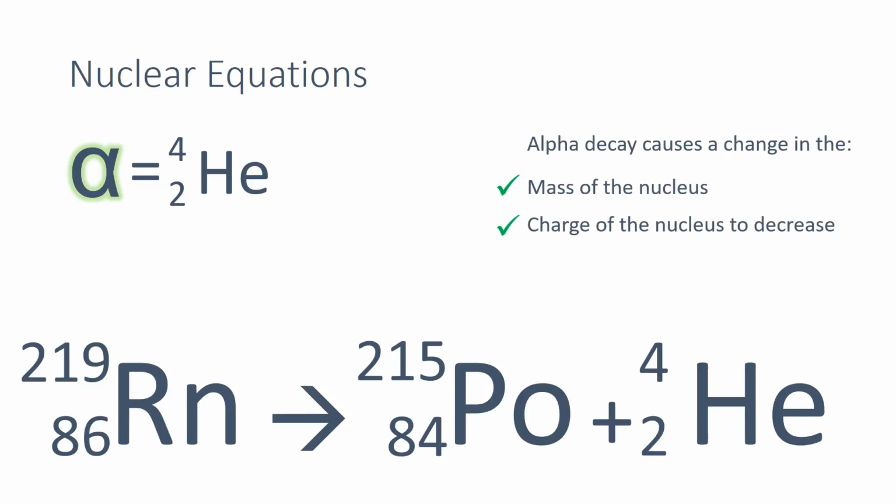Overall, the alpha decay has caused a change in the mass of the nucleus, as the top number has changed, and it's also caused the charge of the nucleus to decrease, as it's lost 2 protons.